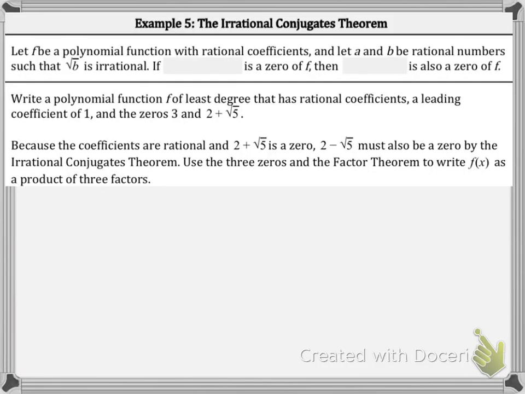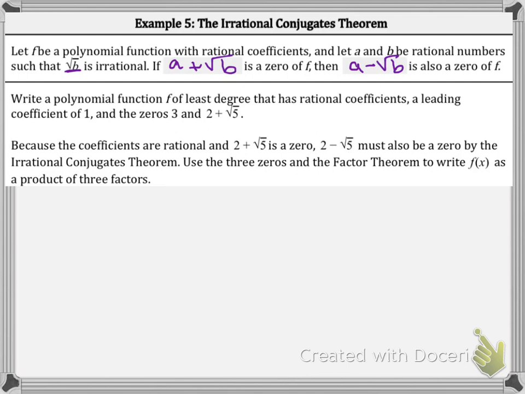Let's take a look at the irrational conjugates theorem. So let f be a polynomial function with rational coefficients, and let a and b be rational numbers, such that square root of b is irrational. If a plus square root of b is a 0 of f, then it says that a minus root b is also a 0 of f.